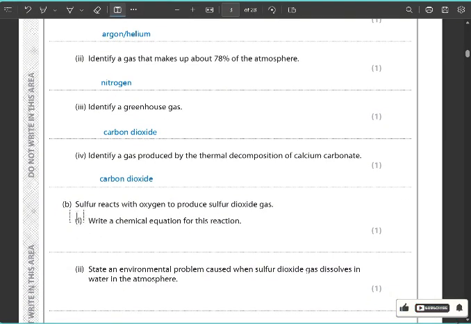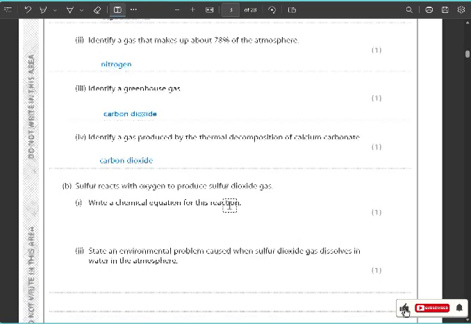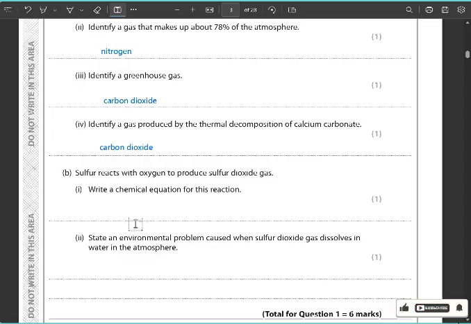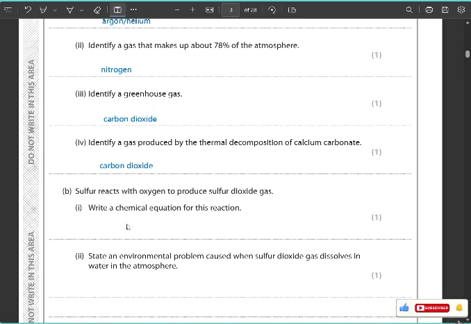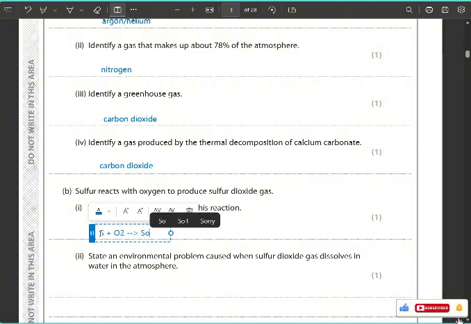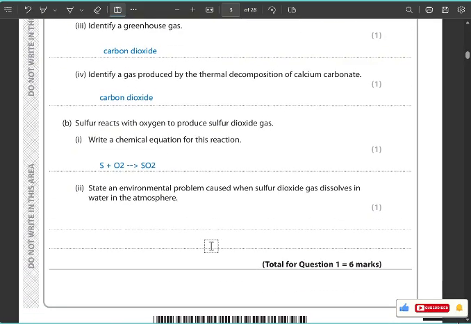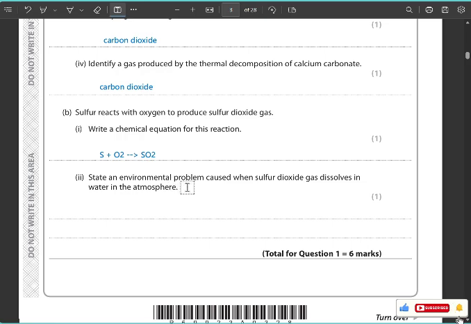Okay, the B part. Sulfur reacts with oxygen to produce sulfur dioxide gas. Write a chemical equation for this reaction. Sulfur reacts with an O2 molecule, an oxygen molecule, and it produces sulfur dioxide. And next question, state an environmental problem caused when sulfur dioxide gas dissolves in water in the atmosphere.